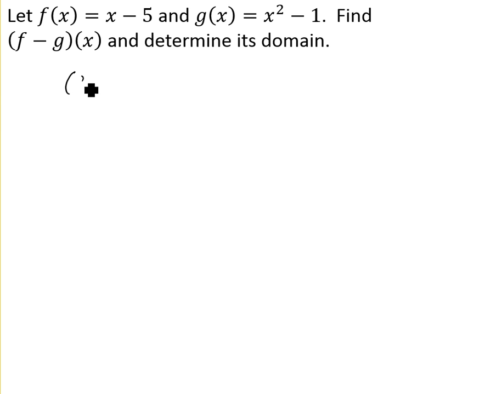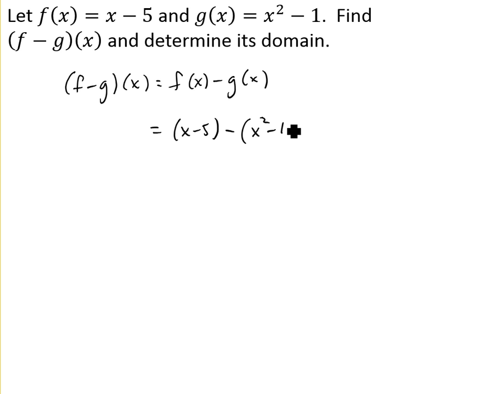f minus g of x is defined to be f of x minus g of x. And so f of x in this case is x minus 5, minus g of x, which is x squared minus 1. So here the parentheses are a little more necessary than they were back with the addition. Now, I don't need this first set, but I do need to include them around the second set because we want to make sure we're subtracting off the entire function g of x.